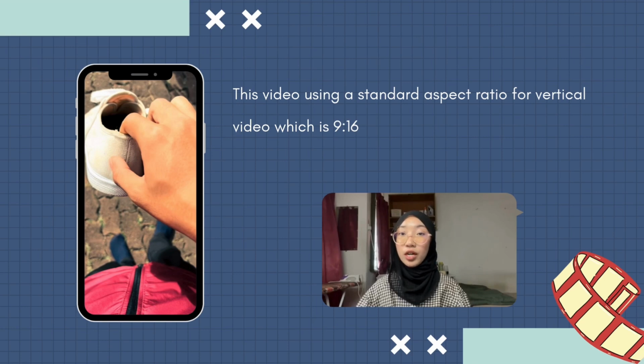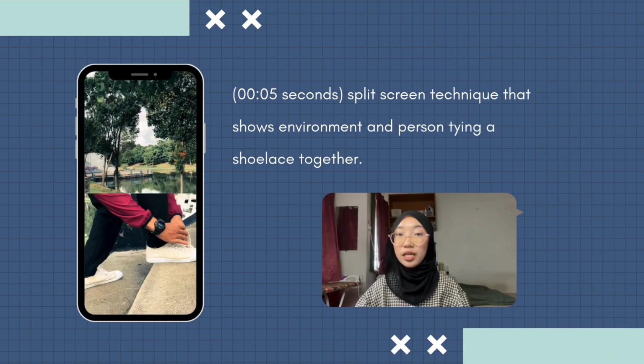Okay, firstly, for aspect ratio for my video, I use a standard frame for vertical video, which is 9/16. And at 0.5 seconds, I use a split screen technique that shows the environment and the close-up shot of the person tying a shoe together.